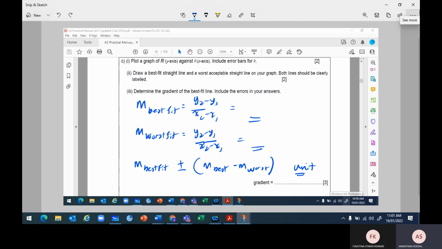Class, you're working out the math: gradient of best fit, gradient of worst fit. Then your answer is the best fit gradient. Your uncertainty is the best fit gradient minus the worst fit. So this is expected to 3 significant figures, plus minus your error.